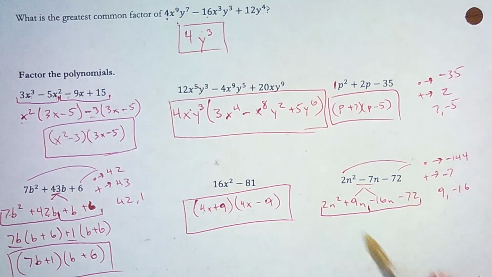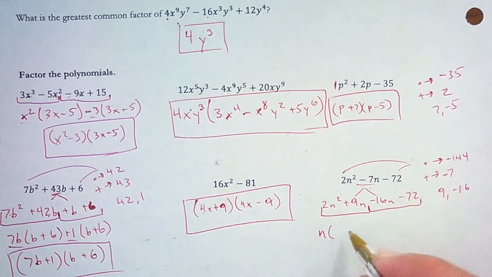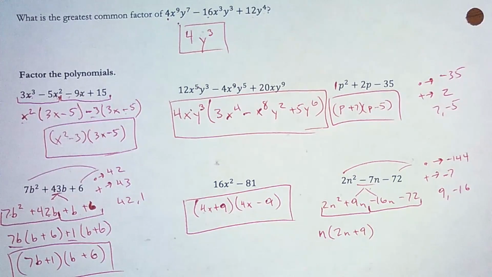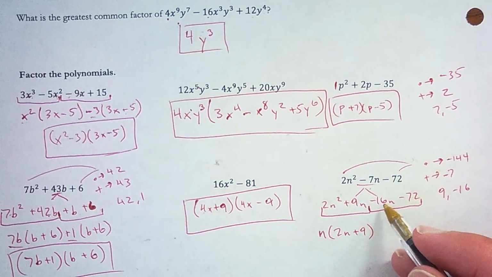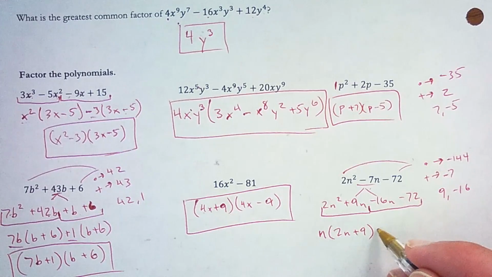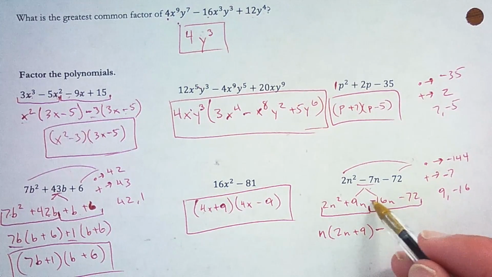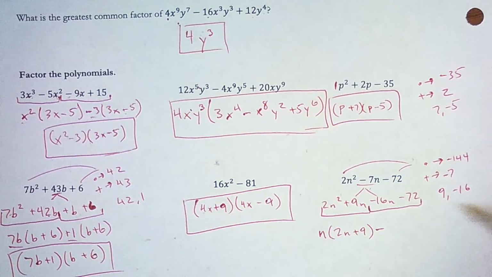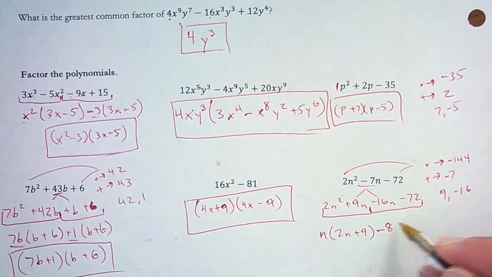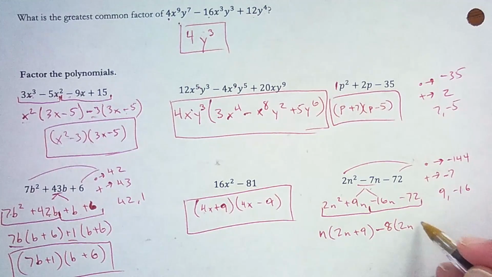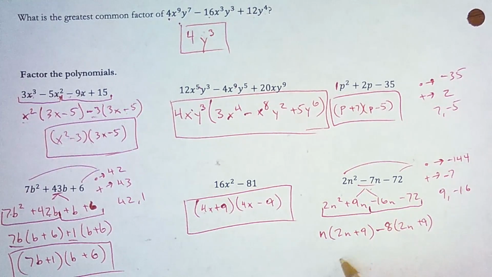First group and second group. First group, the GCF is n. So when I divide these by n, I get 2n plus 9. Second group, the GCF is going to be negative, because that's a negative sign there. And then I believe 8 will be the greatest common factor here. When I divide by negative 8, I get positive 2n and positive 9. So I have n minus 8 as one factor, and the other factor is 2n plus 9.